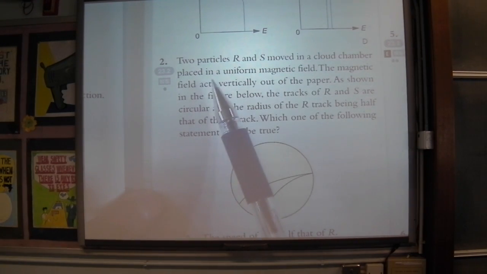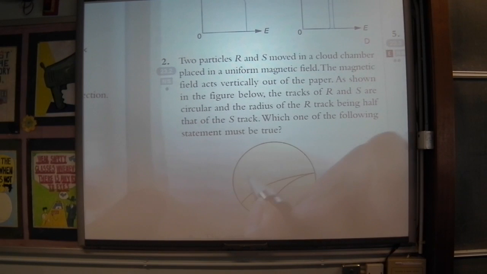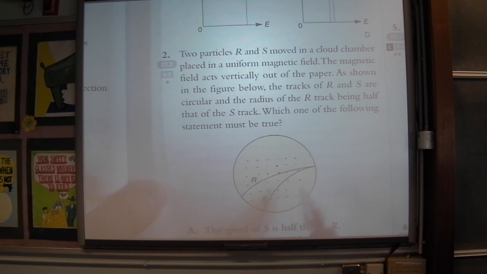They move in a cloud chamber placed in a uniform magnetic field. The magnetic field acts vertically out of the paper, so we can sketch it. The magnetic field should be like that. We just use dots to represent a magnetic field out of the paper. Evenly spaced dots. You understand what I mean? I just place a few dots to remind us of the situation. As shown in the picture below, the tracks of R and S are circular, and the radius of the R track is half that of the S track.